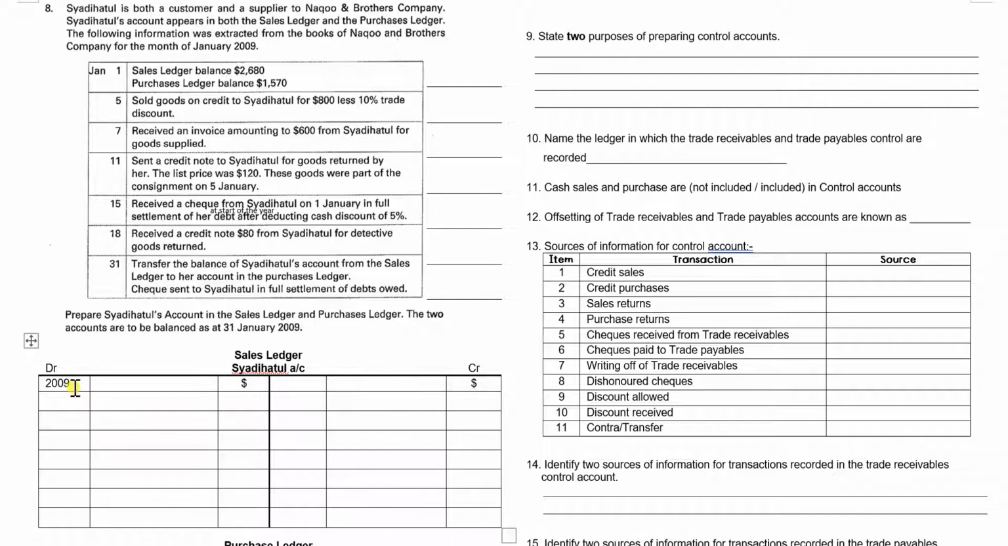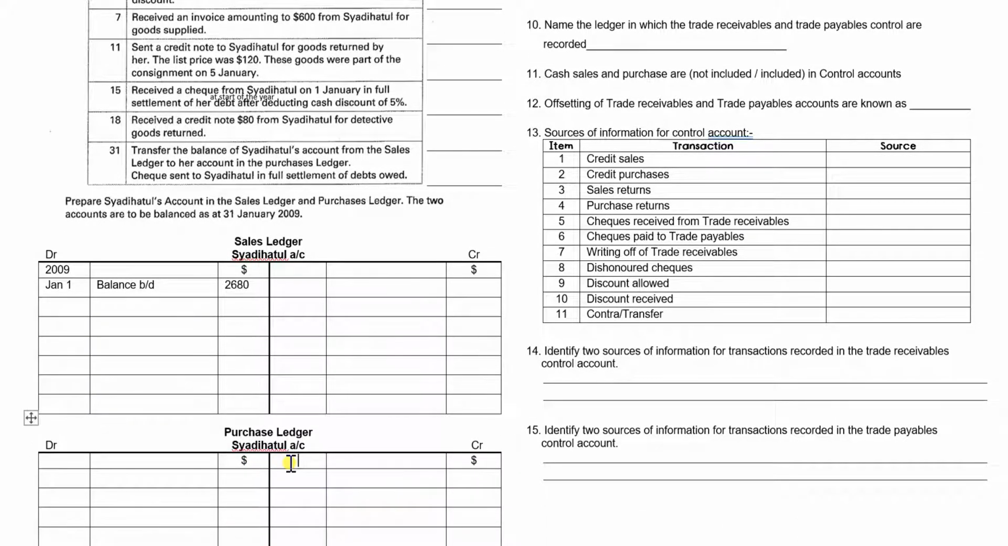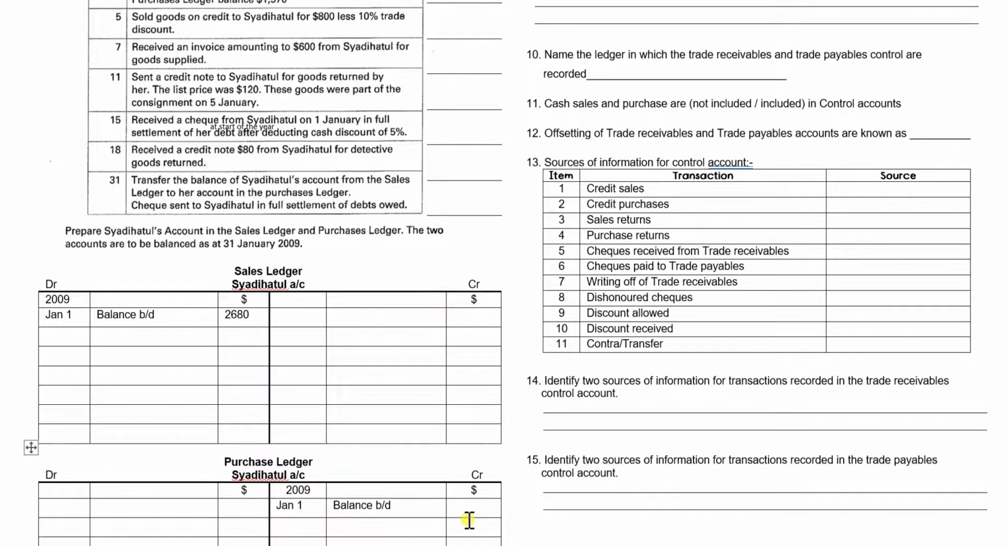2009 January 1. Okay, so sales balance b/d 2680. And then purchase ledger, 2009 purchase 1570. Now next, because he is both the customer, that's why you put it in the sales ledger, and he is the supplier, you put it in the purchase ledger.